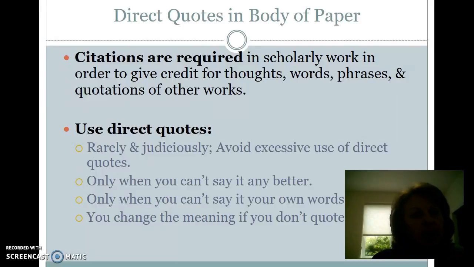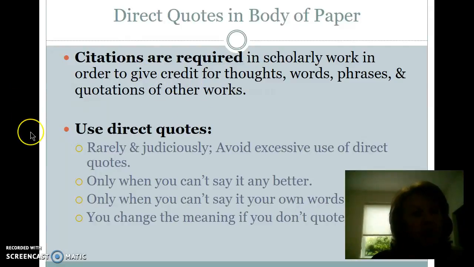Direct quotes in the body of your paper. Remember, anytime you directly quote the works of another author, you need to put those words that you're directly quoting within quotation marks. You need to copy it exactly as it was written in the original source. And you need to include the page number where you found the words and thoughts that you are quoting.